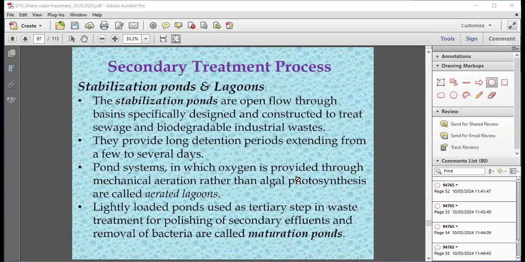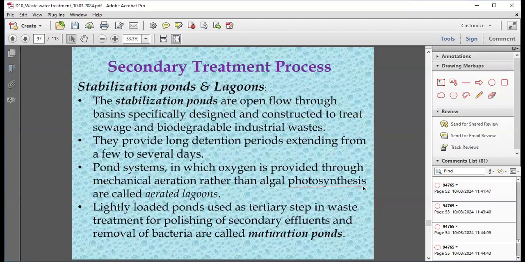This is photosynthesis. The plants produce the food using sunlight and carbon dioxide. The method is called photosynthesis. You already studied it in ordinary level also. Those are called aerated lagoons.